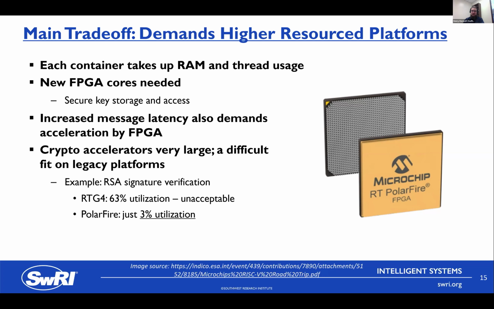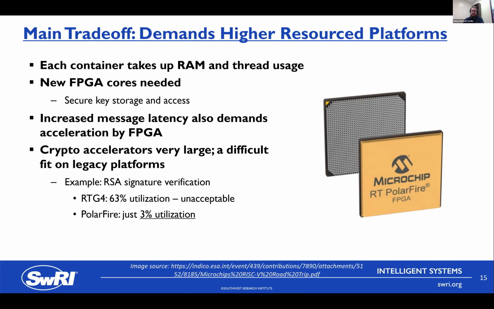And each of these containers takes up its own RAM, its own thread. So depending on how much segmentation you may need for your process, without some additional customizations on top of what Microkit provides, you need to consider your RAM and thread usage.